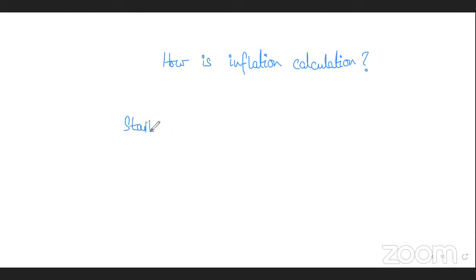So what was the price of a certain basket of goods? When I say basket of goods, I mean the things that a typical consumer buys. What could be a good example? A typical consumer buys food items, spends on electricity, pays for education, pays for healthcare, things like that, right?